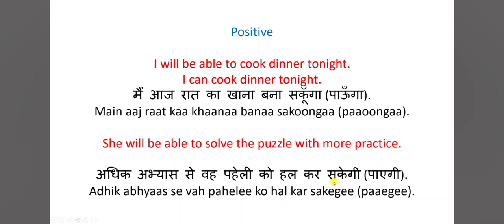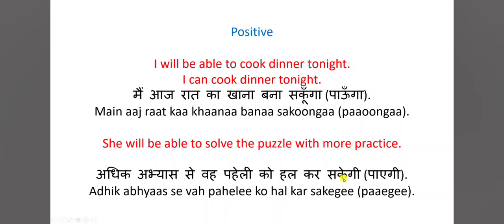We have obtained this word by adding egi to sak. Egi is the simple future tense suffix used with she. And since we have the subject as she, we have used egi. Sak plus egi is sakegi.